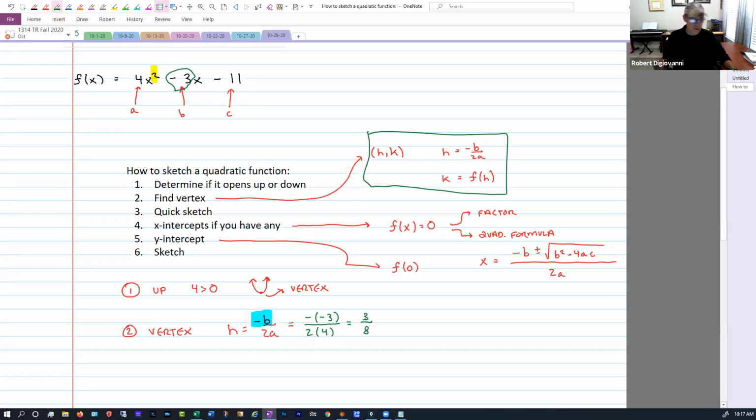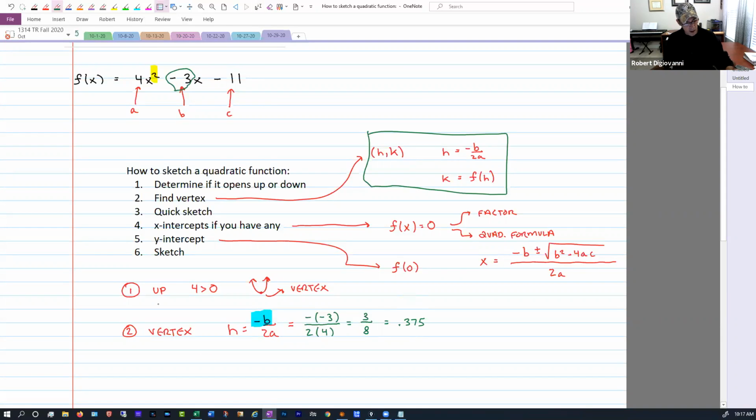Now, unfortunately, that's a fraction, right? It's not a nice number. So you're going to want to get on your calculator at this point and turn that into a decimal. And when you do that, you'll get 0.375. Okay, that's your h.